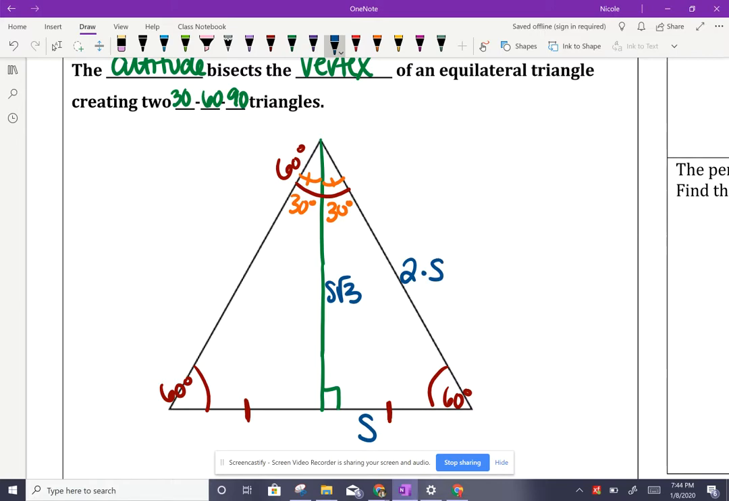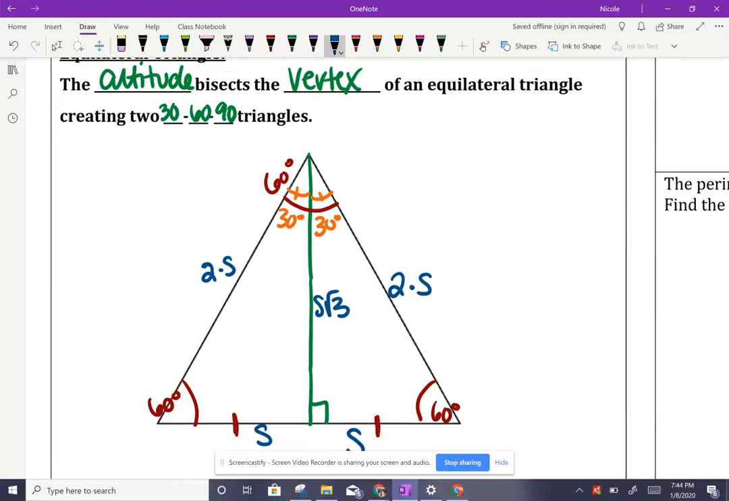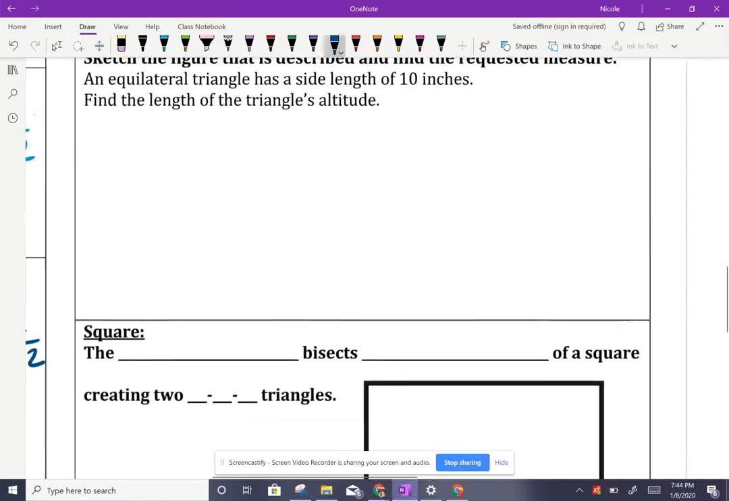So whenever we give you a problem that's kind of a word problem where you have to draw out your own equilateral triangle, this is going to help you solve, because it creates two congruent triangles. This side is also 2 times S. This side is also S. So you have two triangles that are identical if you just fold them in half. So let's look at an example for that.